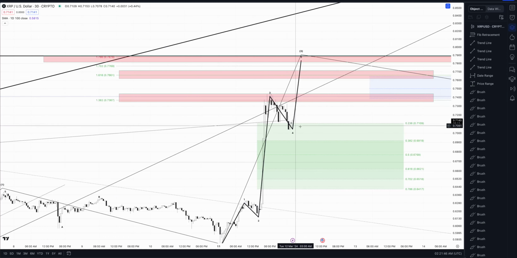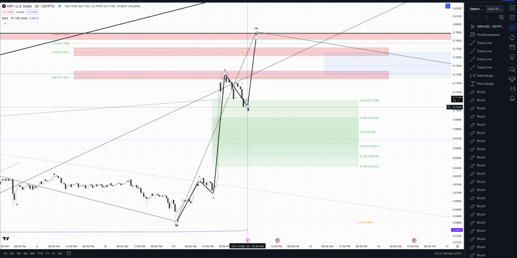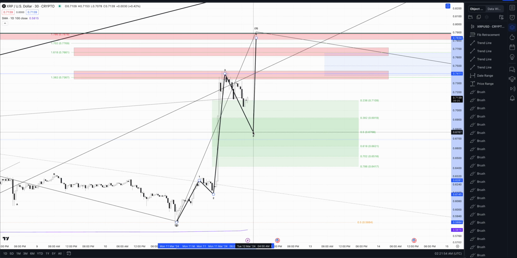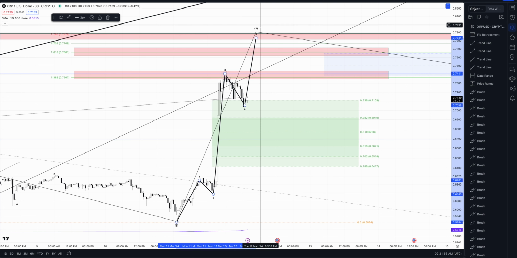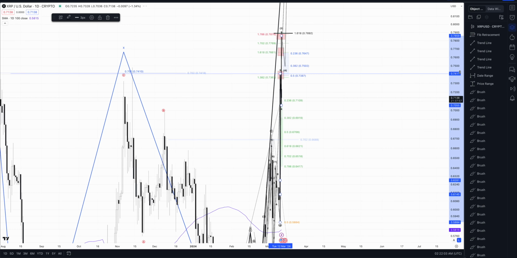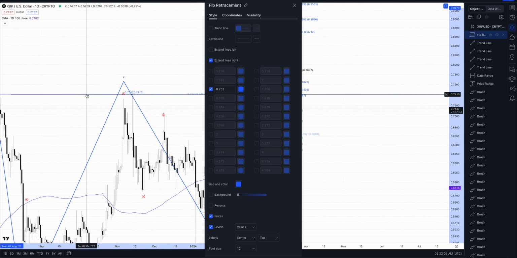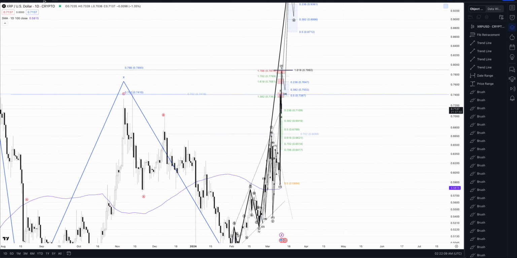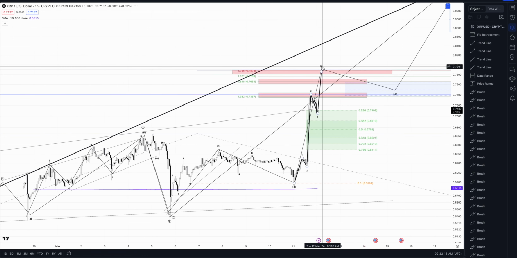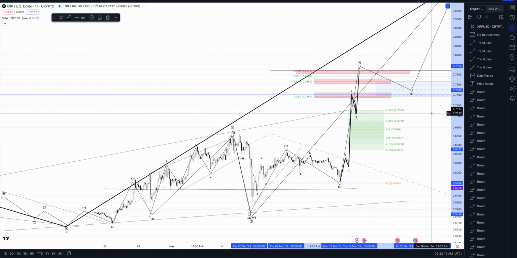Then we broke down from there, and we're finding support off the 23.6% fib, but it could come down to any of these fibs before reversing for your wave 5 of 3. And your wave 5 of 3 would likely hit your 78.6% fib, sitting at 78 cent. Okay, so you come up for your wave 3, then you come down for a wave 4.